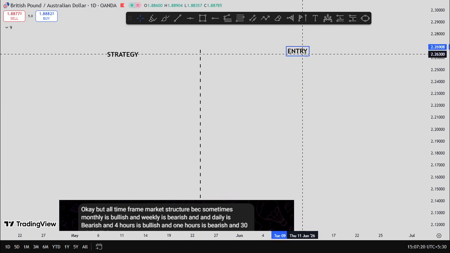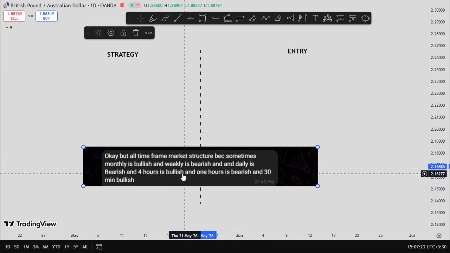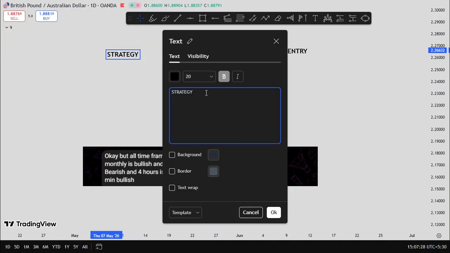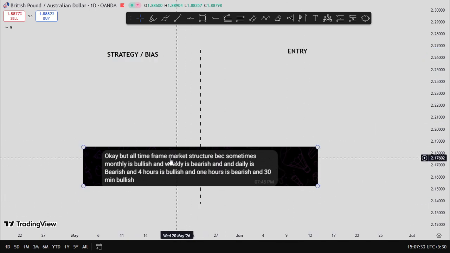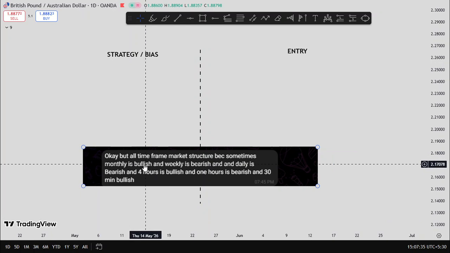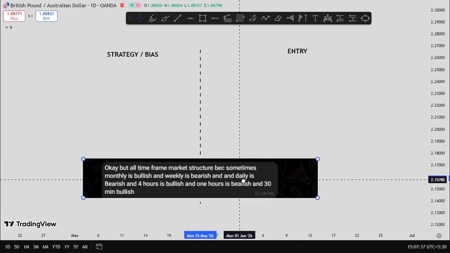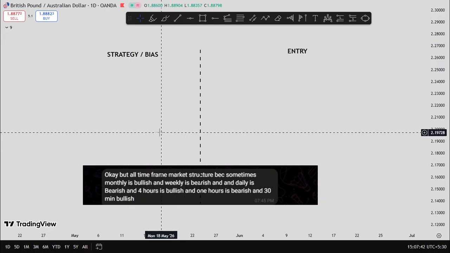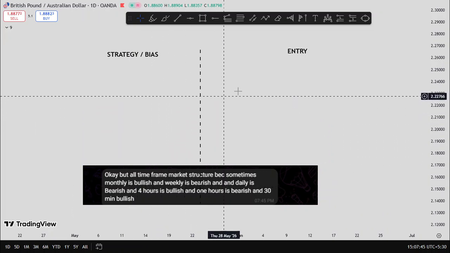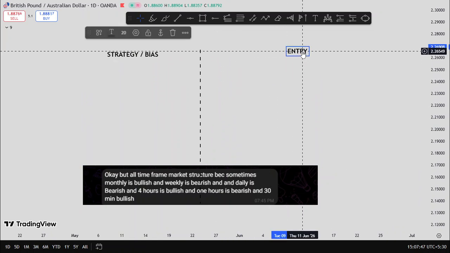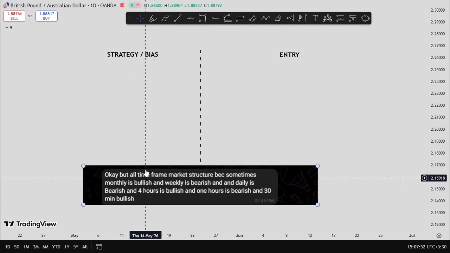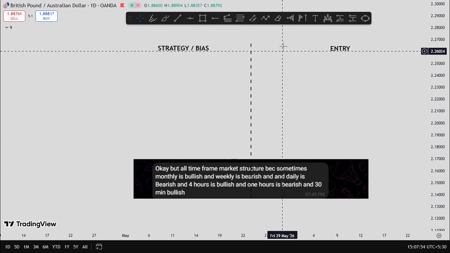Now according to what the message says, we use higher time frames for the bias or the strategy, whatever you call it, it's up to you. Now here what I see is the monthly is bullish, weekly is bearish and daily is bearish. First of all, I don't see monthly candles a lot, I only see the monthly candle at the closing of the month, that too if it is required. I don't see the monthly candle too much, but still, breaking that down.